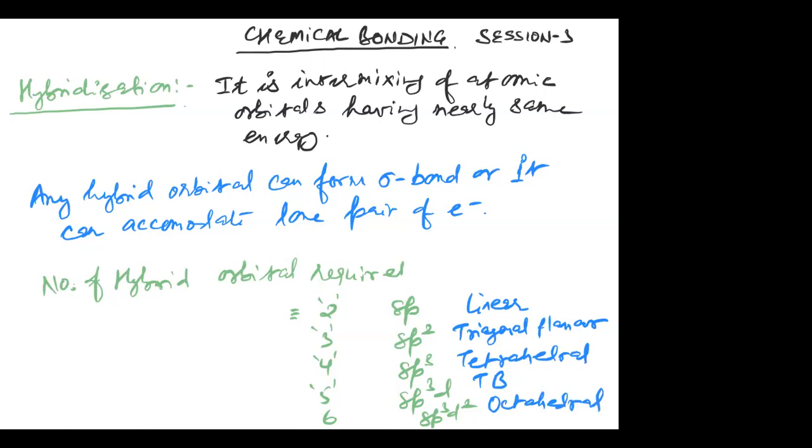So in sp, we have linear geometry. In sp2, it is trigonal planar. sp3 is going to be tetrahedral. sp3d is going to be trigonal bipyramidal. And sp3d2 is going to be octahedral geometry here.